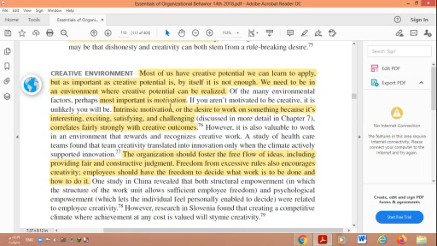So most of us have creative potential we can learn to apply, but as important as creative potential is, by itself it is not enough. We need to be in an environment where creative potential can be realized. Of the many environmental factors related to this topic is motivation. If you are not motivated to be creative, it is unlikely you will be.